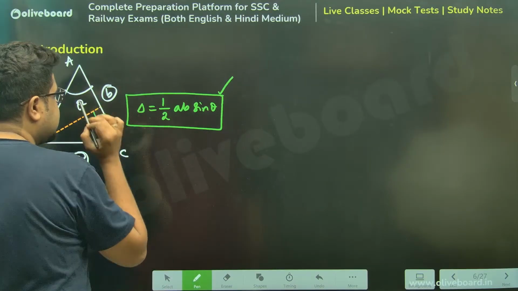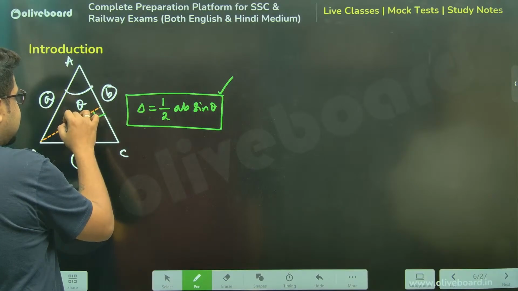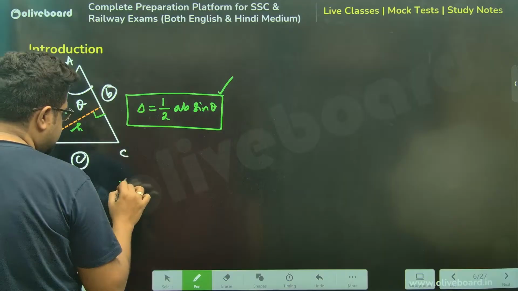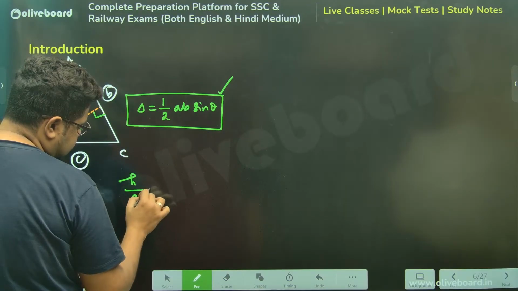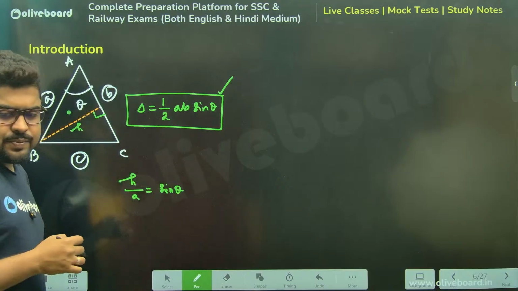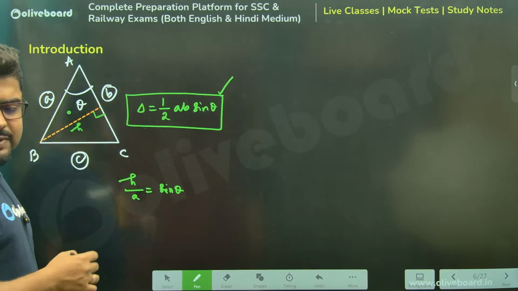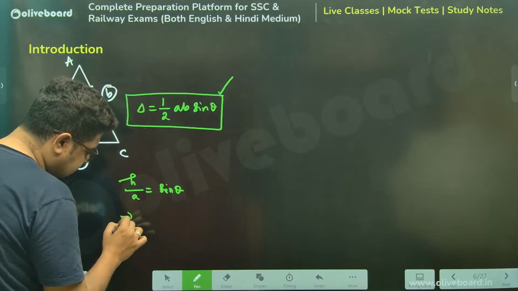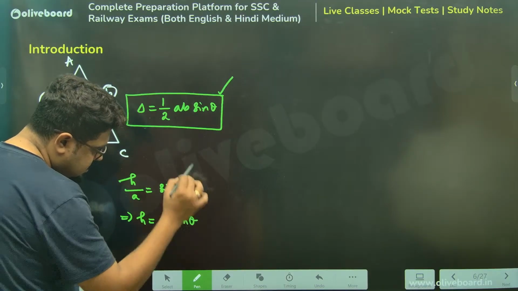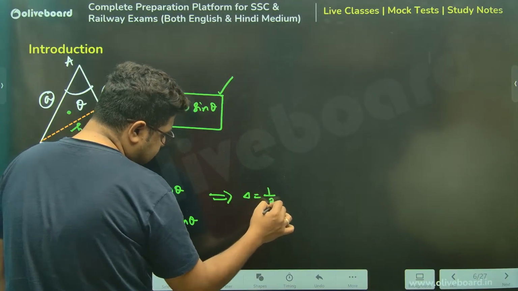So this is 90 degrees. Think of this, sir: if this is theta, take this triangle. If I say this is H, H by A, can I say it is sine theta? Use the basic trigonometry. Height by hypotenuse is equal to sine theta. So can I write H is equal to A sine theta? Next line, sir. Delta is equal to half into base.